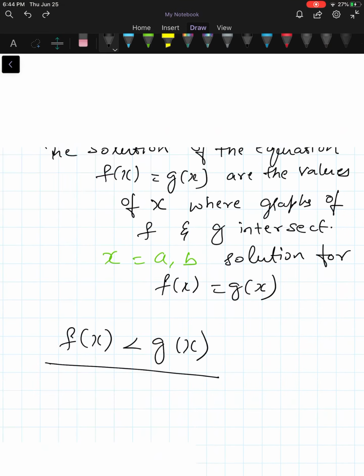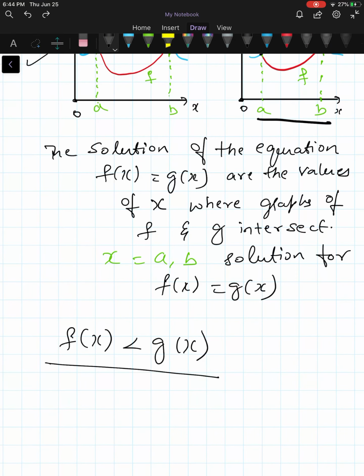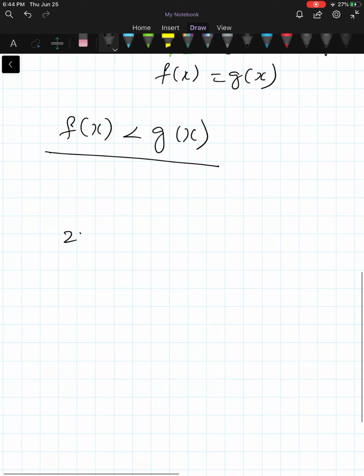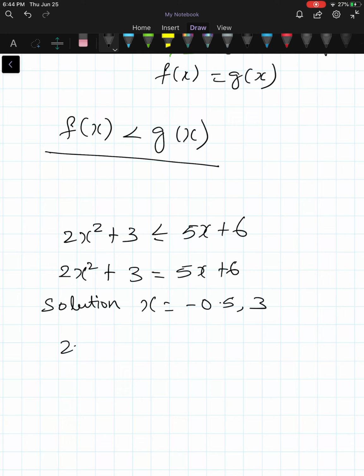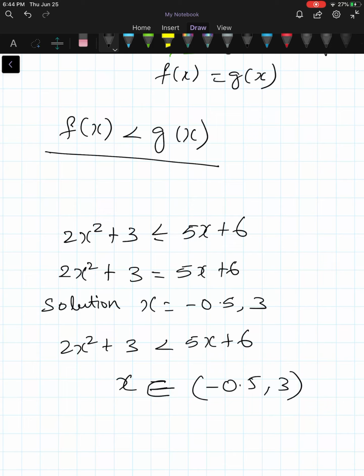I will go back to notes. If you have to find out the solution for the equation 2x square plus 3 less than or equal to 5x plus 6. So for 2x square plus 3 equal to 5x plus 6, solution was x is equal to 0.5 comma 3. So for 2x square plus 3 less than 5x plus 6, x belongs to 0.5 comma 3.